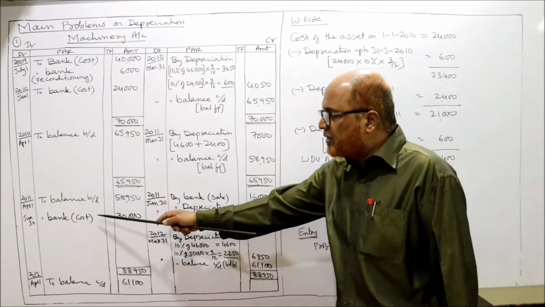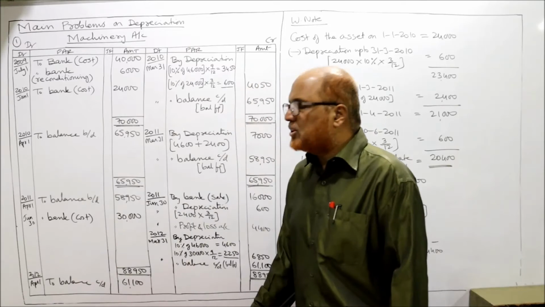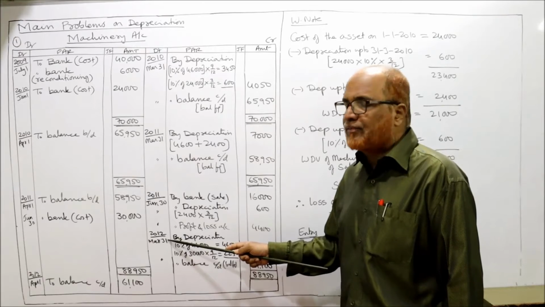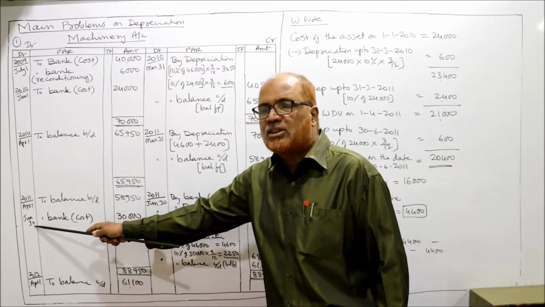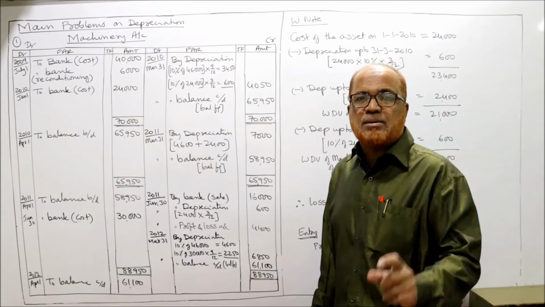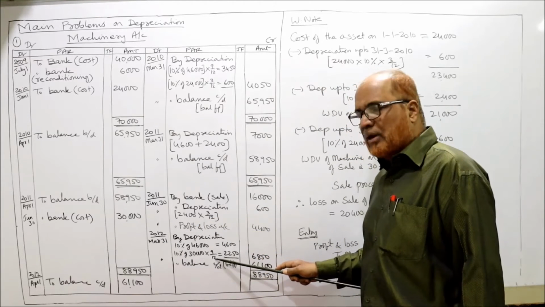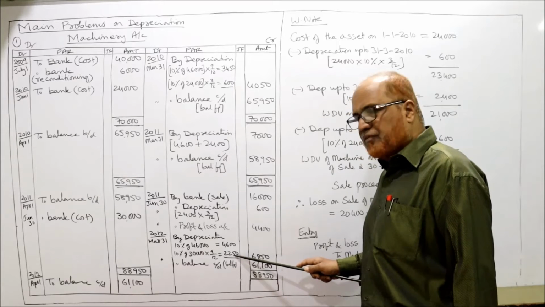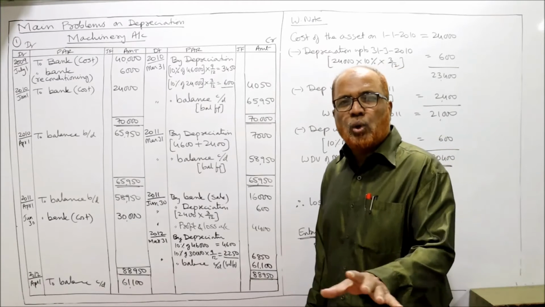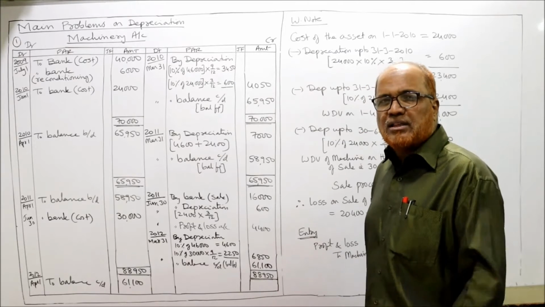First machine. Third machine just now purchased, 30,000. When it was purchased? June 30th, 2011. And when we are closing the accounts? 31st March 2012. So how many months? From June 30th, 2011 to 31st March 2012, 9 months. So 9 months depreciation we have to provide. So 10% of 30,000 into 9 by 12 comes to 2,250. So 4,600 plus 2,250, 6,850. Total depreciation 6,850. That's all.